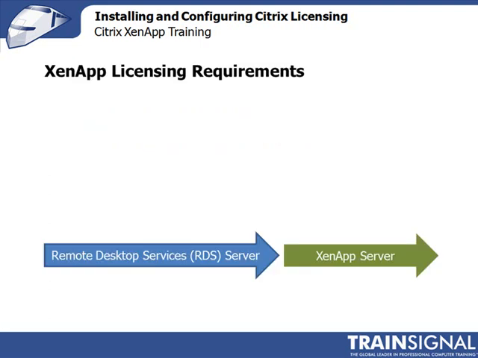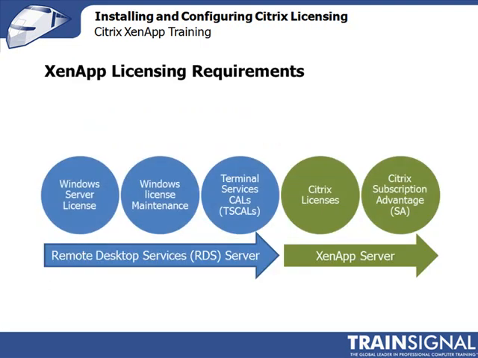So from a XenApp licensing requirements perspective, you'll notice that it's not enough to have the Citrix licenses. You also, again, need your remote desktop services licenses. The Microsoft licensing is in blue, Citrix licenses in green. So what do you need to properly license a XenApp server? You're going to need an official copy of Windows Server 2008. So you'll need a license for that. You'll need the maintenance on that. It could be in the form of any kind of subscription that Microsoft offers. So depending on the level that you choose, that will dictate the maintenance around here.